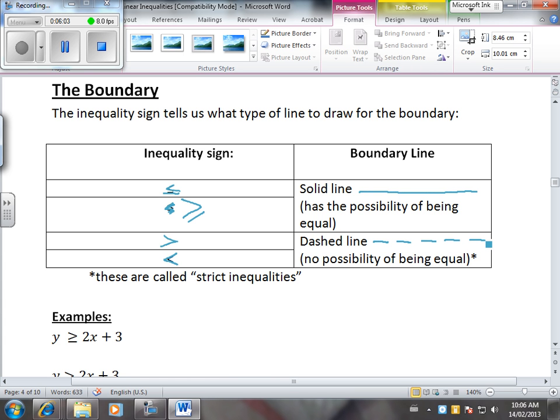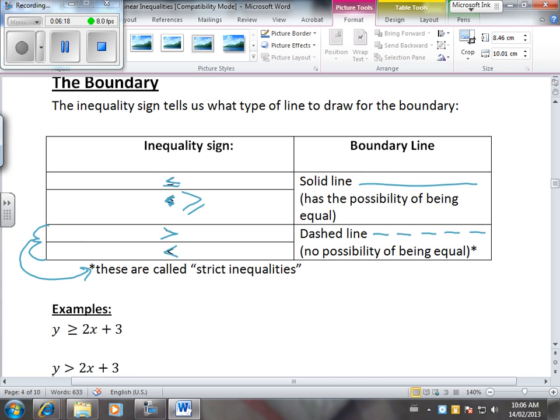And these last two are known as strict inequalities. They're strict as in it's only above or below the line. The line is not included in that.